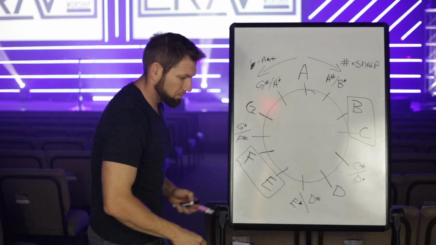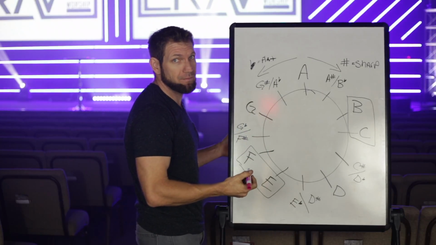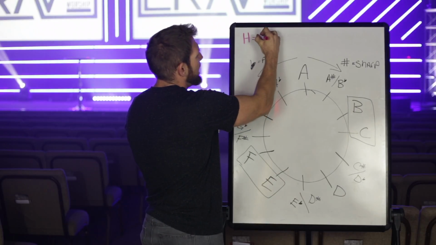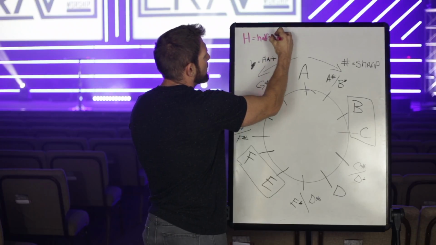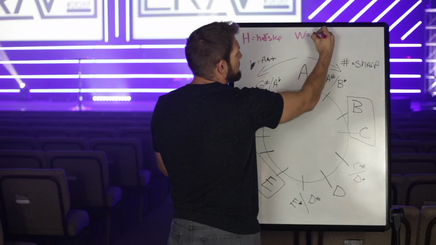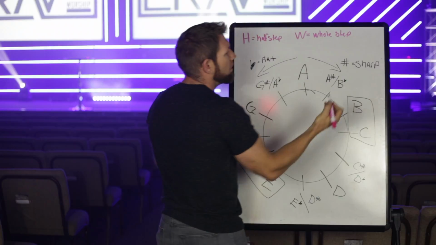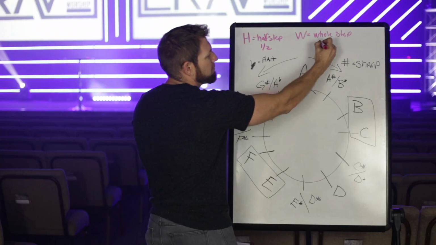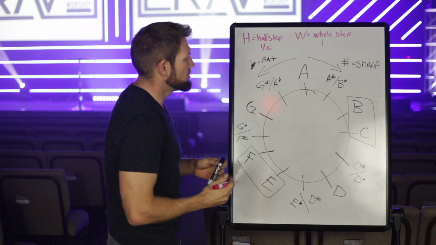So on our intervals, there are 2 ways to work around the wheel. We have half steps and whole steps. Half step will be identified as an H, equals half step. And a whole step will be represented by a W. On some sheets, you'll see it as actual fractions, so you'll see it as a half or a 1 for a whole.